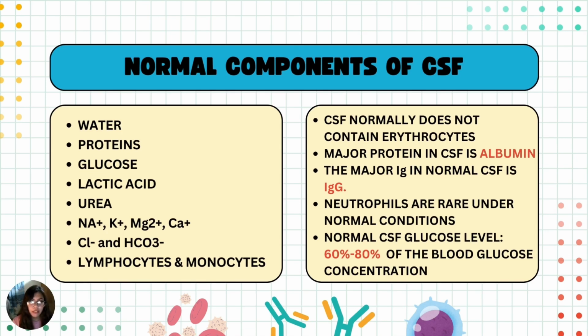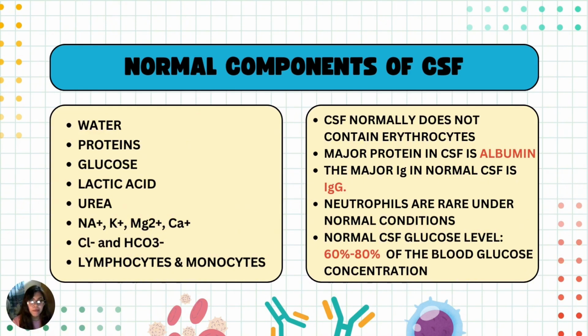CNS. And for the monocytes, these are, as we all know, a type of white blood cells that can differentiate into macrophages or dendritic cells. And in the CSF, monocytes can help in detecting and responding to pathogens, and they can also aid in clearing out debris or damaged cells. So we have to take note that CSF normally does not contain erythrocytes. They're usually absent because if they are present in the CSF, it means that there is a hemorrhage or there is a traumatic tap.